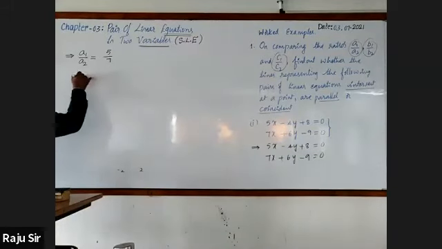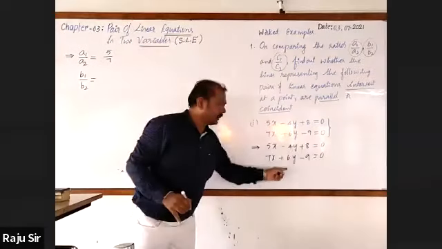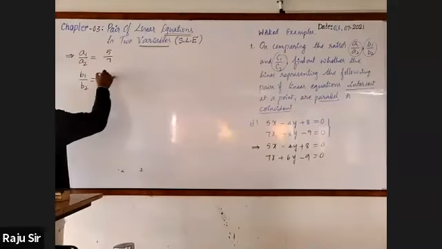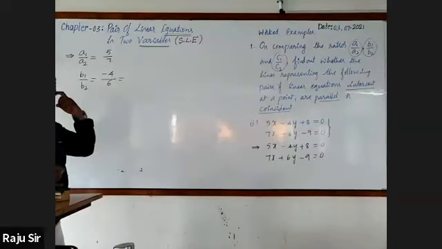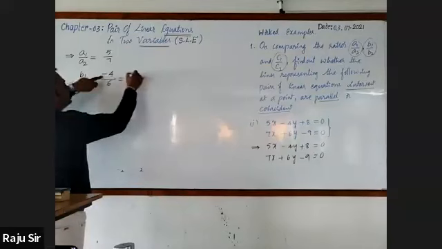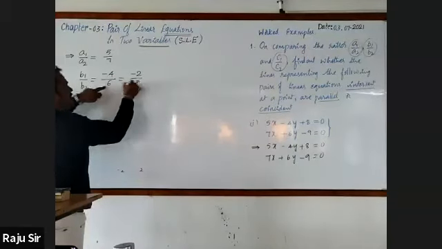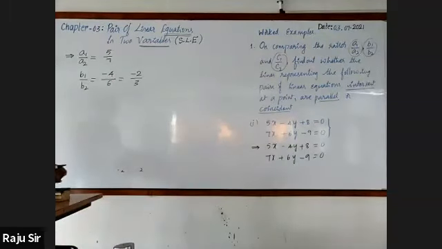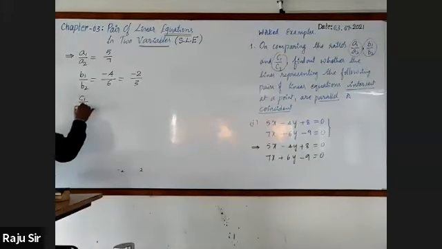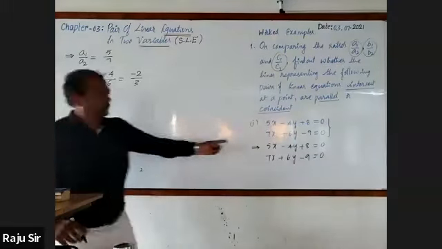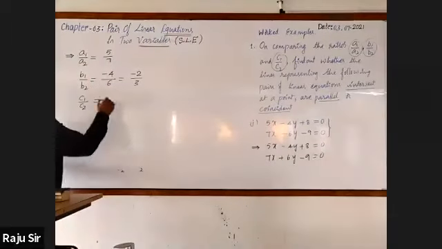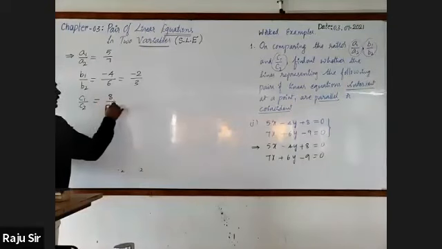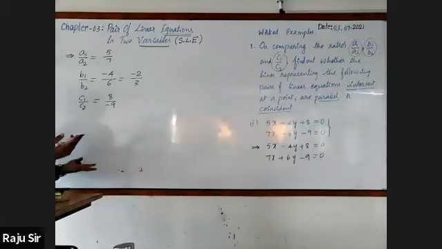Next, please write with me. B1 by B2 is minus 4 by plus 6, minus 4 by 6. You can simplify by cancelling by 2. 2 2's are 4, 2 3's are 6. It will be minus 2 by 3. Then C1 by C2. C1 is 8, C2 is minus 9. 8 by minus 9 is nothing but minus 8 by 9.